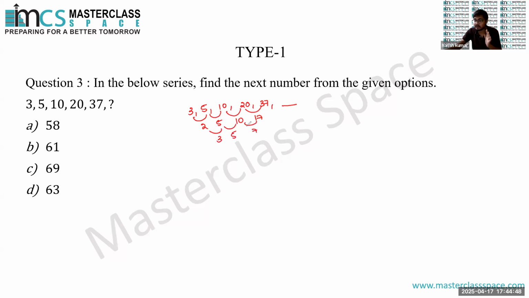So here there is a pattern, right? There is a pattern in the subsequent differences. When I'm taking the difference for the first time, I'm not getting the pattern. But when I'm taking the difference for the second time, then I'm getting a pattern. So the differences will be 3, 5, 7. Next will be 9, right? So what is 7 plus 9? 16. So what is 37 plus 16? 63. So our answer is 63.